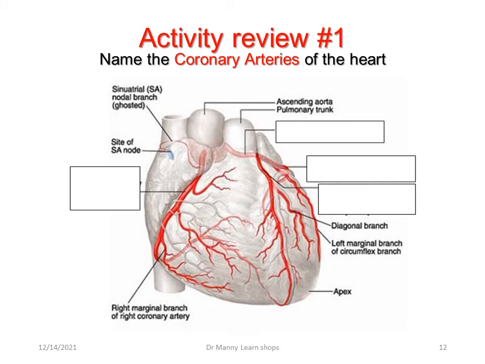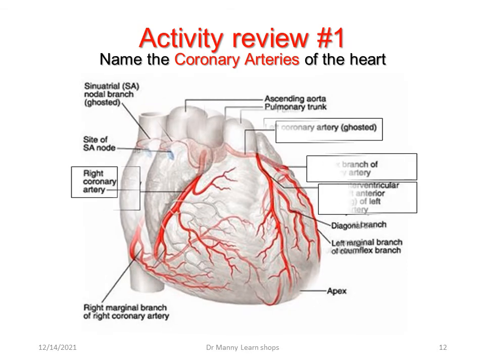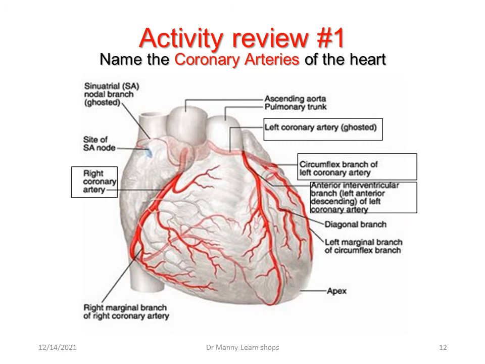So let's review. Can you name the coronary arteries? Again: right coronary artery, left coronary artery, circumflex coronary artery off the LAD. Then you've got marginal branches and diagonal branches. In the right coronary artery, you can also have the posterior descending artery.